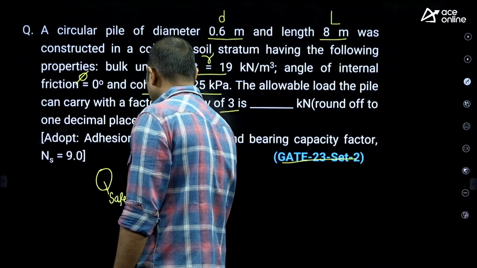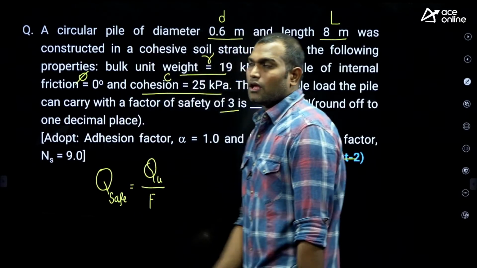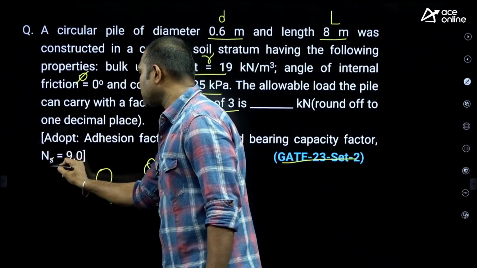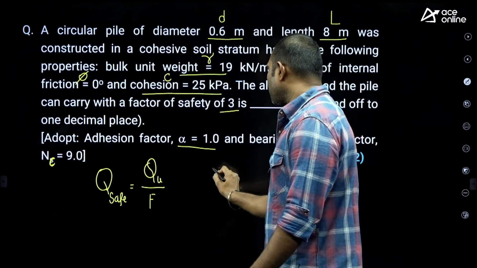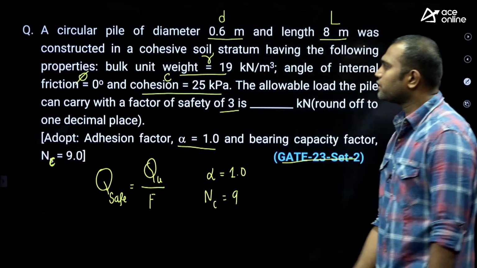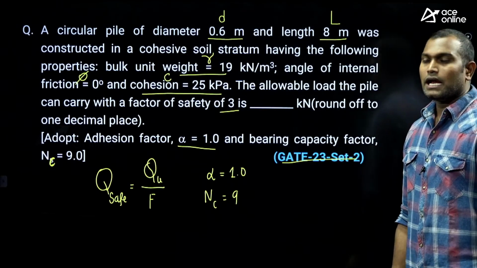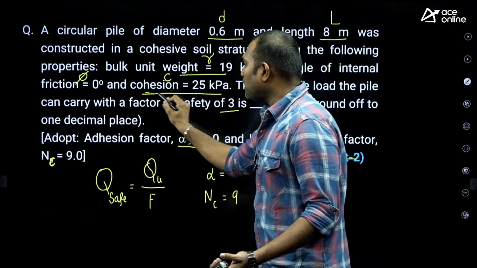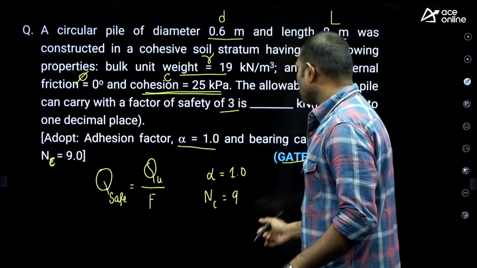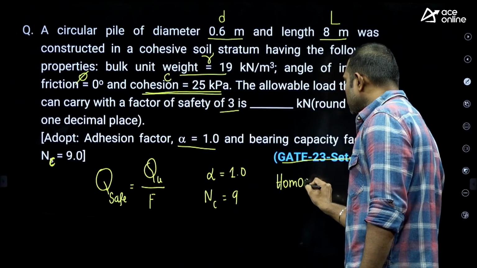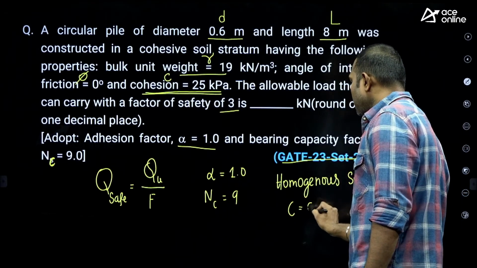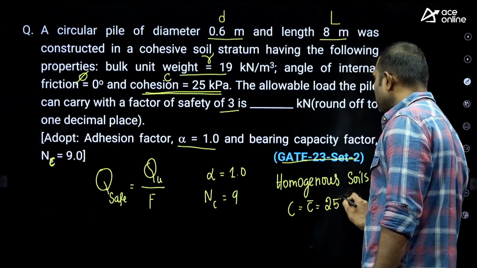What is that safe load? Ultimate load by factor of safety. And given adhesion factor as alpha 1 and bearing capacity factor, this is Nc is equals to 9. They themselves have given alpha value 1 and Nc value as 9. This was asked in GATE 2023 set 2. You see, it's a direct question. And moreover, have they mentioned it as an anisotropic soil? No. They just gave you the cohesion, which means it's a homogeneous soil. So in the case of the homogeneous soils, cohesion at pile tip and along the length everywhere, the value is equals to same.